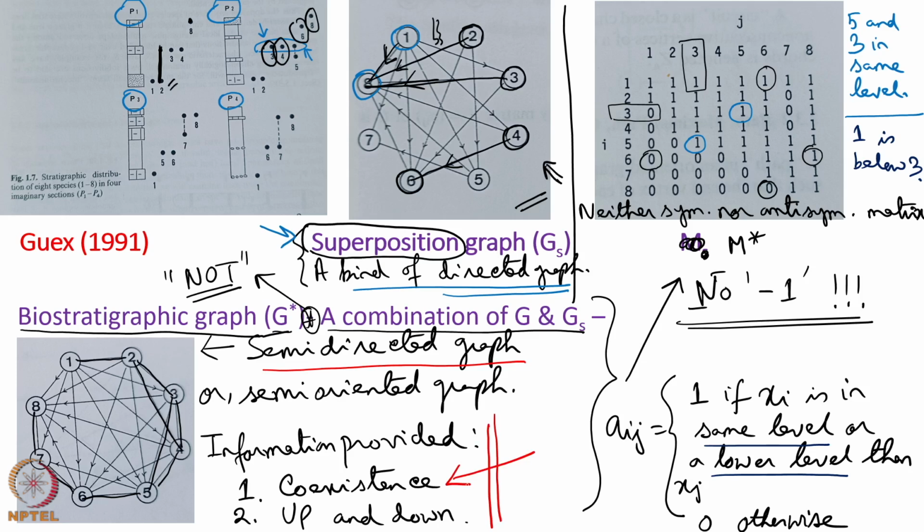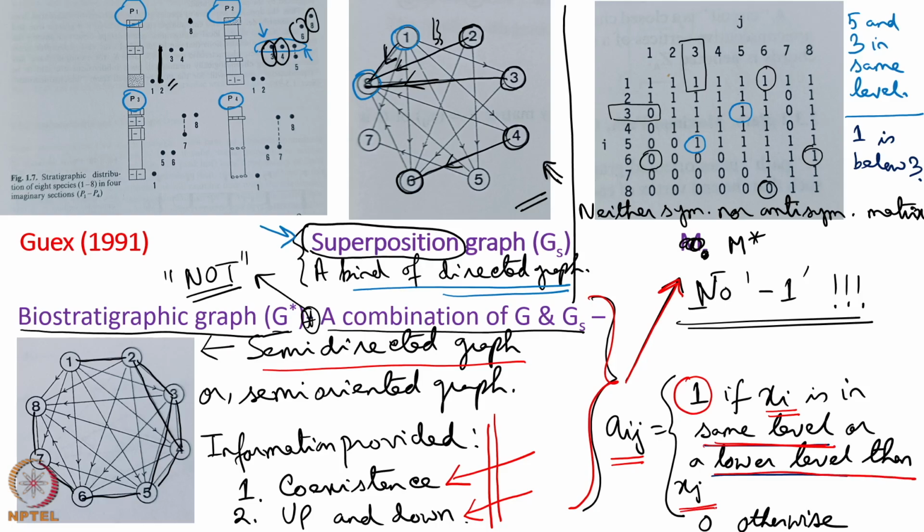Coexistence is given by only lines and no arrows, and the up and down relation, what is at the top and what is at the bottom, is given by the directed lines or the directed edges. Two things are given. Now, from here we want to formulate a matrix and we have to be alert here. We are going to add 1 as the matrix element if xi is in the same level, very important, same level or in the lower level than xj.